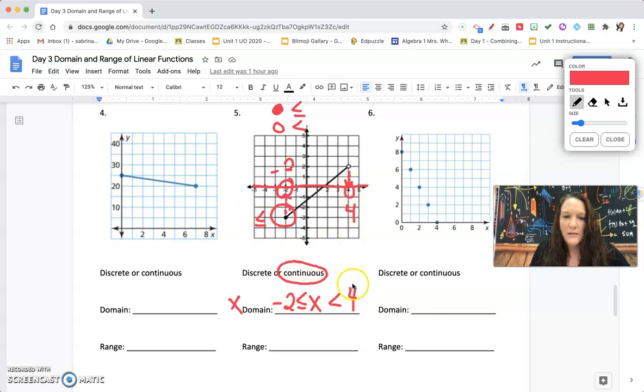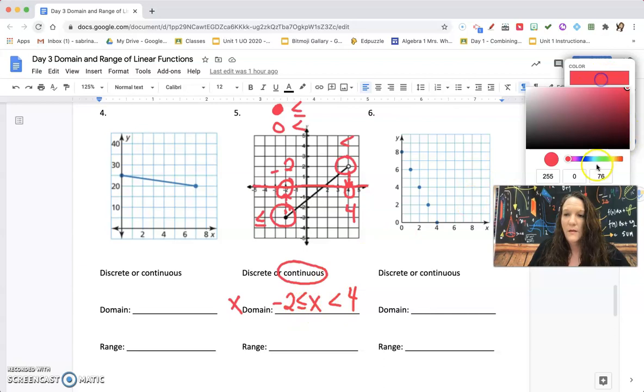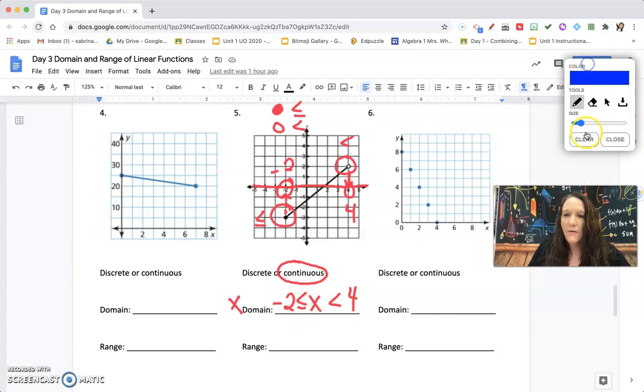Now over here is the 4. 4 goes here. Well, that's open. That's an open circle. And open just means less than. So I'm just going to use a less than symbol there. So see how these are different? So be careful with those. Okay. Now, let's look at range.